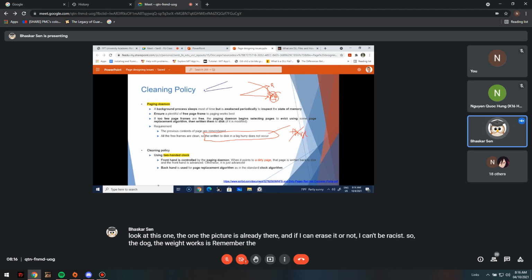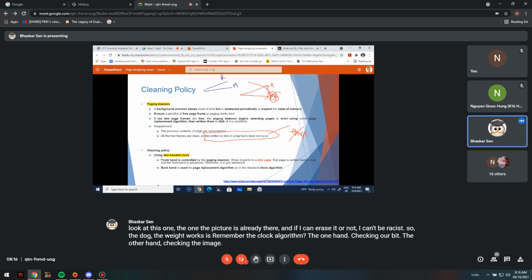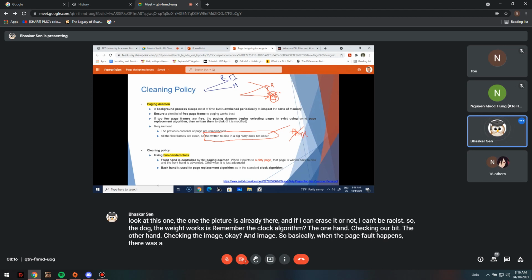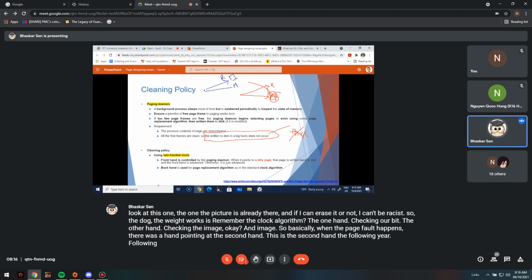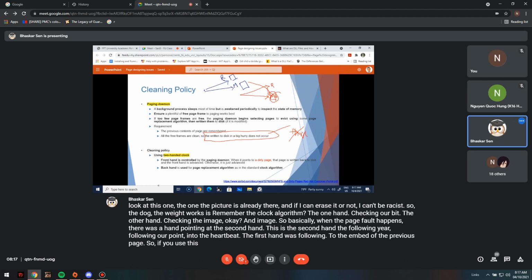remember the clock algorithm? One hand checking the R bit, the other hand checking the M bit. The R and the M bits. So basically, when the page fault happens, there was the hand pointing at the second hand. This is the second hand, the following hand, pointing to the R bit, and the first hand was following the M bit of the previous page. So if you use this one, what is the M bit?